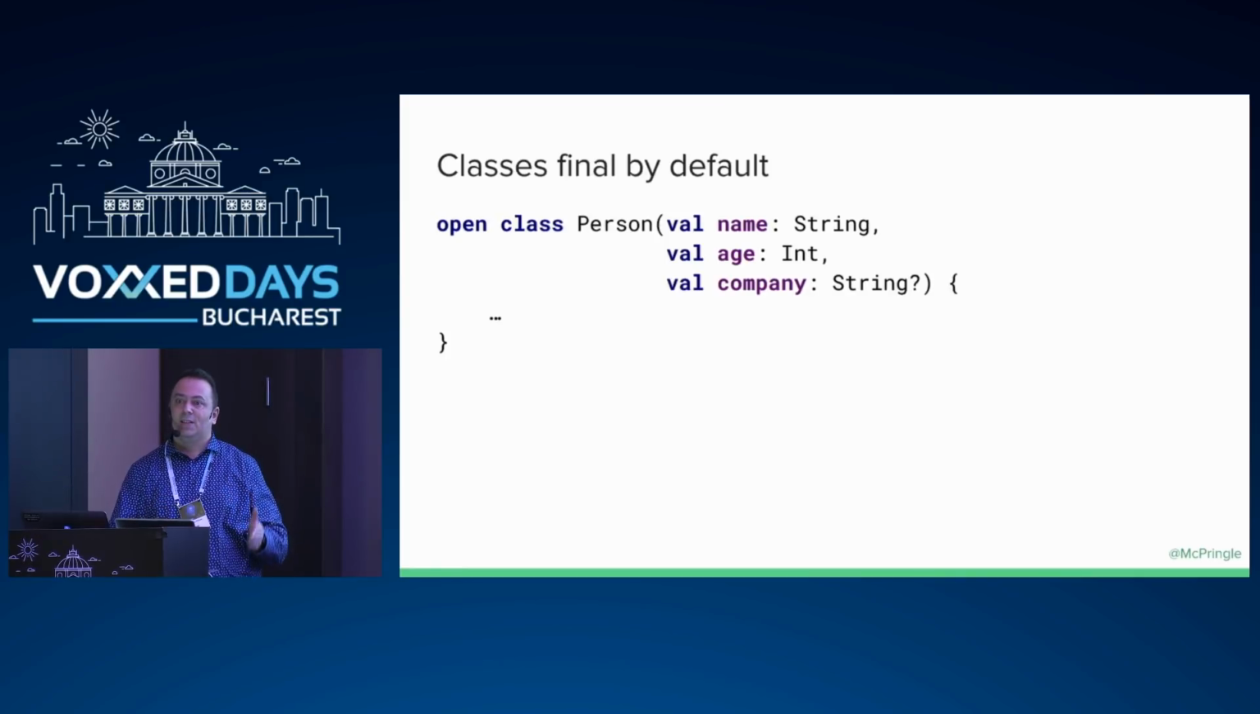So you cannot extend a Kotlin class. If you want to allow someone to extend a class, you have to specify the open keyword. In this case, open class Person. Now everyone can extend that class. This is very important later for Java EE, we will see it.